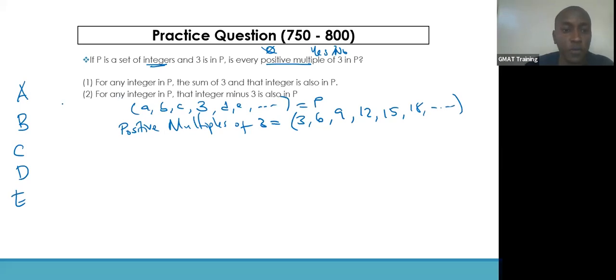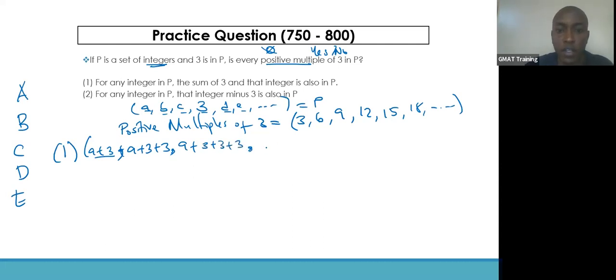That's what we need. So for statement 1, for any integer in P, the sum of 3 and that integer is also in P. All right. So what does that mean? For every integer A, B, C, 3, D, E, and all the integers in P, the sum of 3 and that integer is also in P. So we'll have A plus 3. Since this is also in P, you can also have A plus 3 plus 3. You can also have A plus 3 plus 3 plus 3. That's what statement 1 means, right?